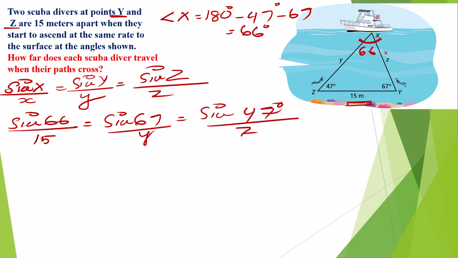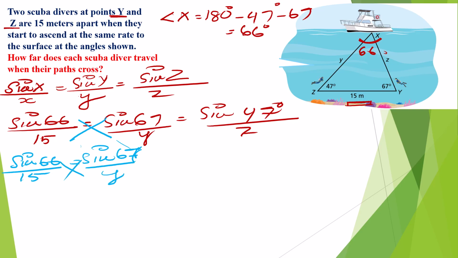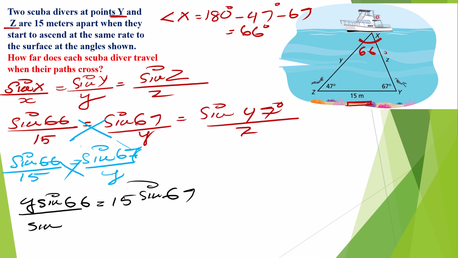What we will do? We will take the ratios in which only one variable has to be determined. So we will write sine 66 over 15 equals sine 67 over y. Cross multiply, so we get y sine 66 equals 15 sine 67. We need to find y, so divide both sides by sine 66 and use the calculator to get the actual value of y.